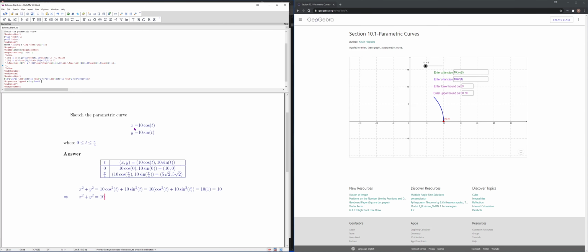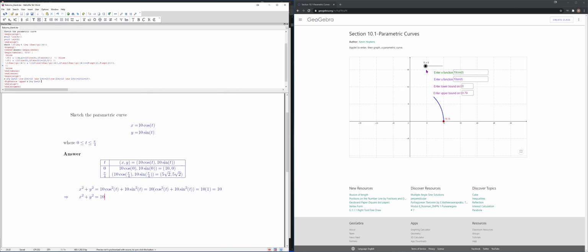Now, one way to plot it is, as I said, you put in values of t. So for example, when t is equal to 0, you're going to get x equal to 10 cosine 0, and cosine of 0 is 1, so you get 10 times 1, which is 10. And then when t is equal to 0, you're going to get y equal to 10 sine 0, which is 0. So when t is equal to 0, you get the point (10, 0).